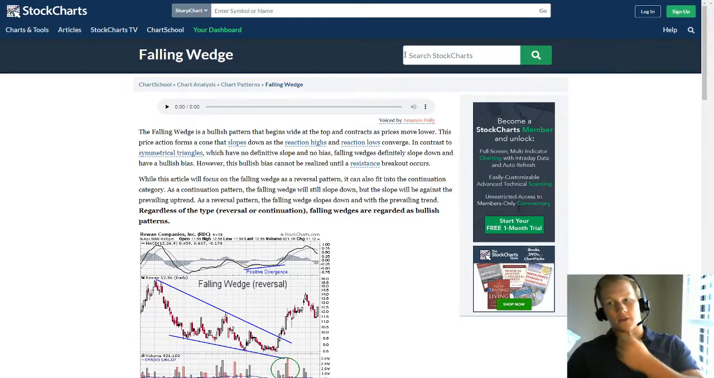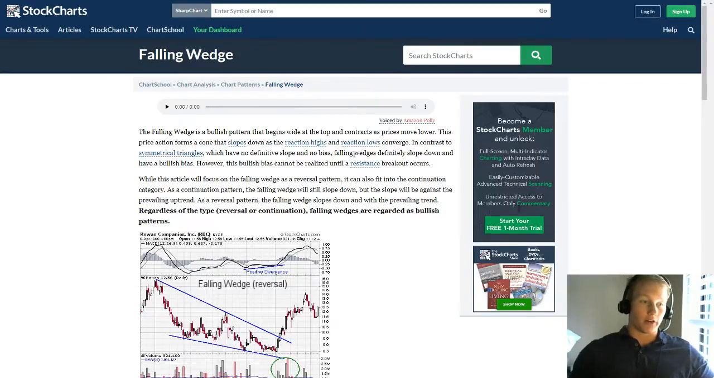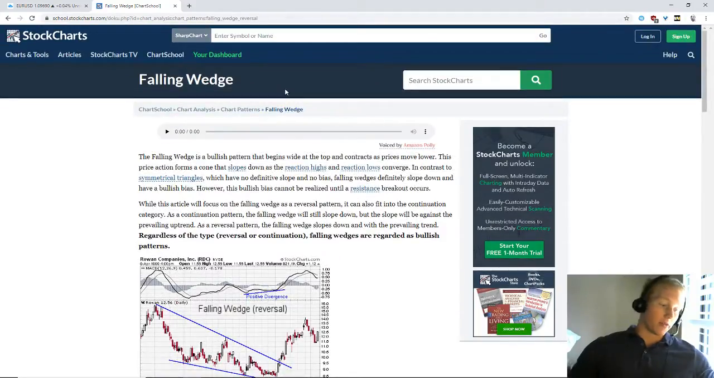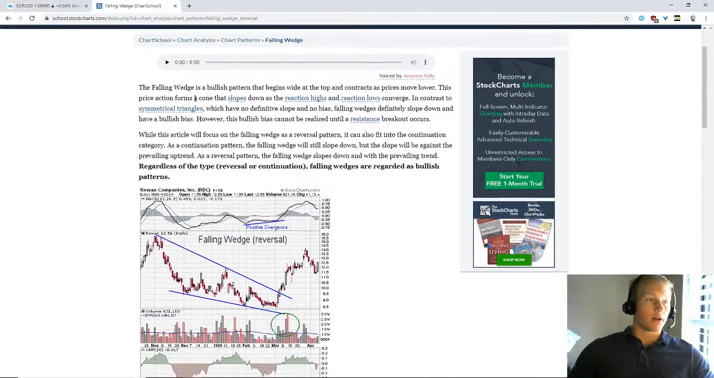Today I wanted to cover the wedge pattern, whether falling or rising wedge. We'll cover both of them. It's a forex pattern, so we'll get into it. Actually, it's a pattern across all markets, but anyway.